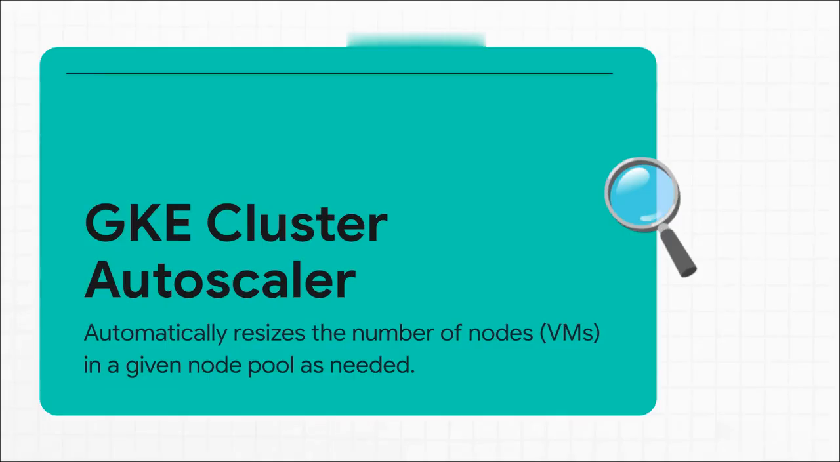All right, now let's look at Kubernetes. The strategy here is a bit different. See, instead of just making more copies of our app, the GKE cluster autoscaler actually adds whole new servers, we call them nodes, to the cluster itself. It's basically expanding the foundation so that Kubernetes has more room to run everything.